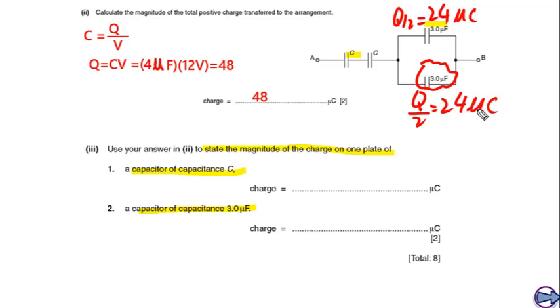In this case we are only talking about charge on one plate. But if you take the charge on two plates of a capacitor, net charge will be equal to 0, because plates have equal amount of charge, but the charge is opposite. So our final answer will be 48 microcoulombs on capacitor C and 24 microcoulombs on the 3 microfarad capacitor.